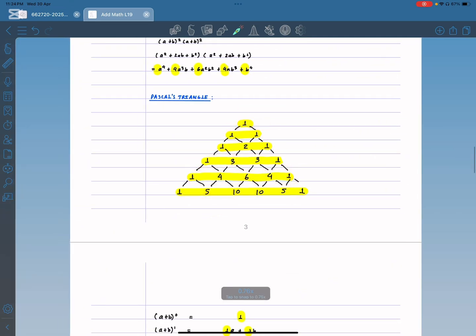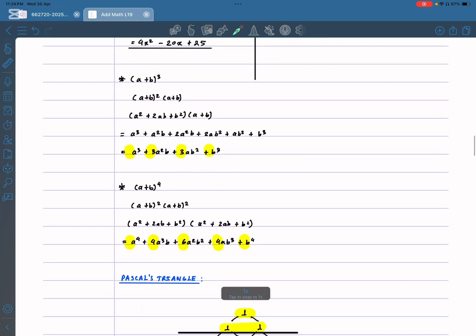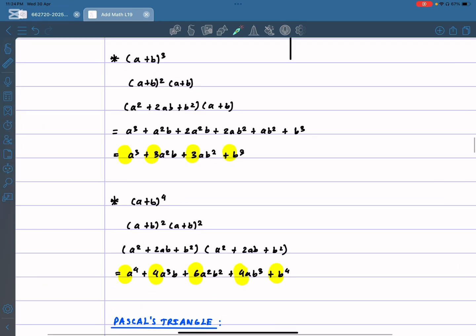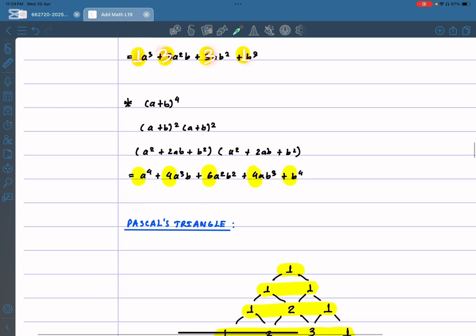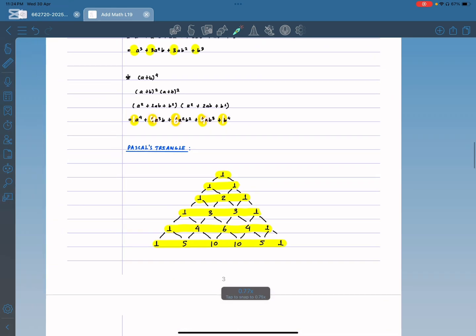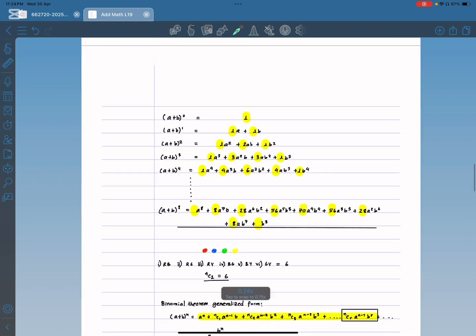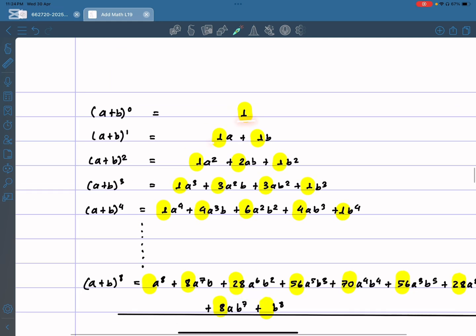How is this related to the binomial theorem? Take a look at the coefficients. Here, the coefficients of (a + b) cubed are 1, 3, 3, 1, and (a + b) to the fourth power is 1, 4, 6, 4, 1. Doesn't that look familiar? Yes, it's simply the terms in Pascal's triangle: 1, 3, 3, 1 and 1, 4, 6, 4, 1. So we can use Pascal's triangle to find the coefficient of each term in an expansion.